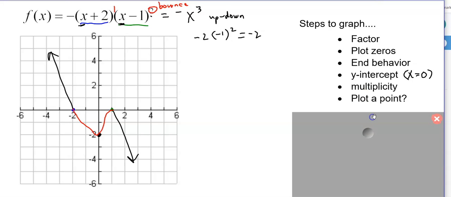Every once in a while, you're going to plot another point. I could plug in -1 there and see, but I've got enough points in between there. I think I'm good on that one.